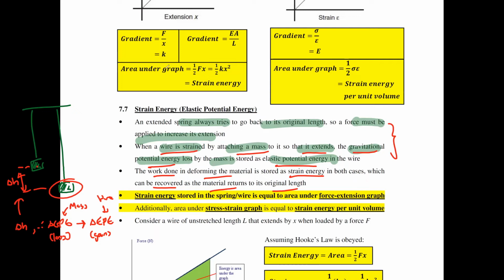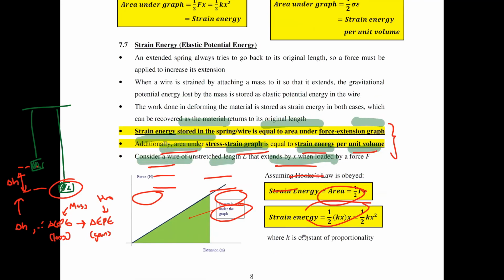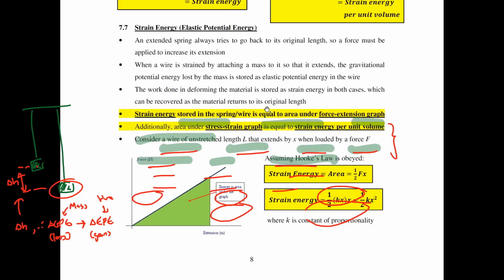Okay, so strain energy stored in a spring or wire is equal to the area under the force extension graph. This one we know already. Area under a stress strain graph is equal to strain energy per unit volume. This one again we already know. So this is actually just a recap of whatever we've done so far.